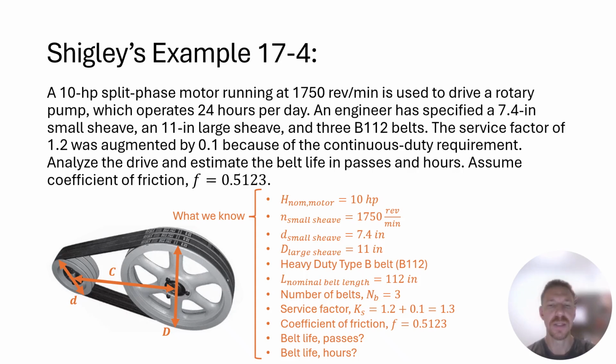Service factor, K sub S, is 1.2 plus the additional 0.1 because of the continuous duty requirement, giving us a service factor of 1.3. The coefficient of friction was given as 0.5123, so we need to calculate the belt life in terms of number of passes and in terms of lifetime in hours.